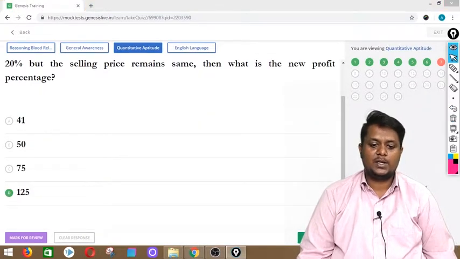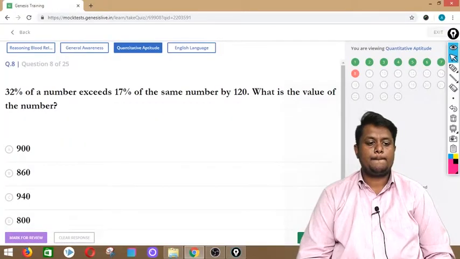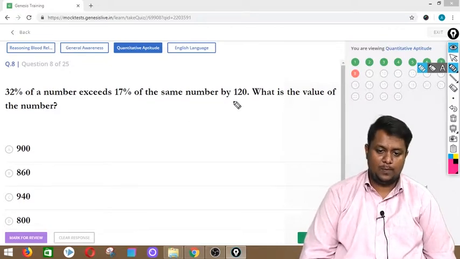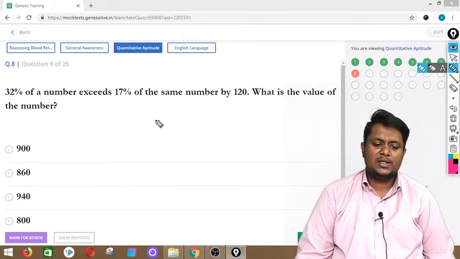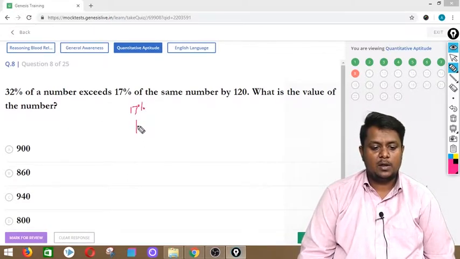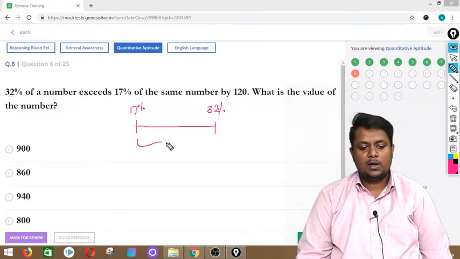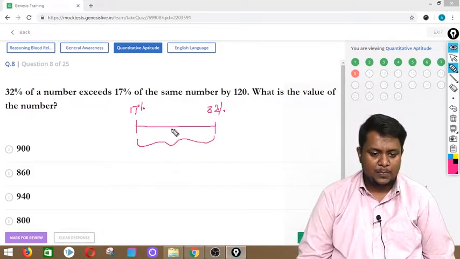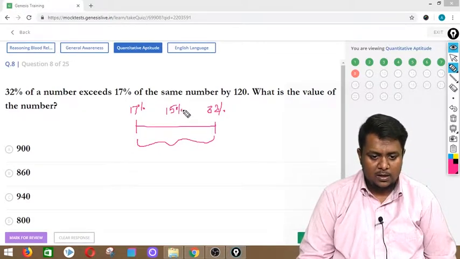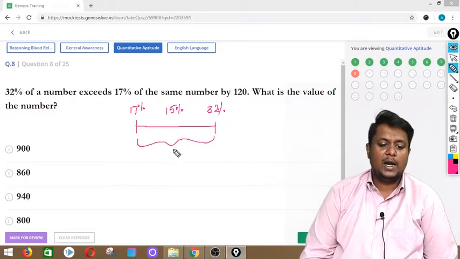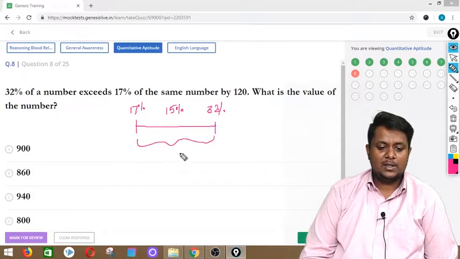Let's go to the next question now. 32% of a number exceeds 17% of a number by 120. What is the value of the number? This is one of the simplest questions. So, let us say this point is 17% and this point is 32%. The difference or the quantity that lies between 17% and 32% is 15%. Why? The gap between 17% and 32% is 15%, and the quantity here is 120.